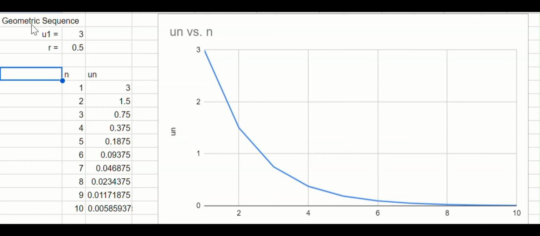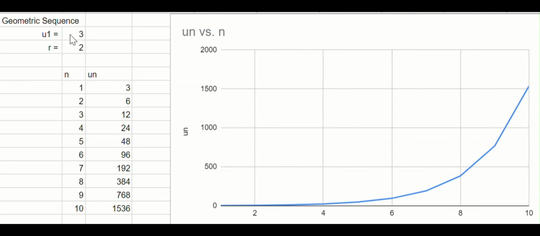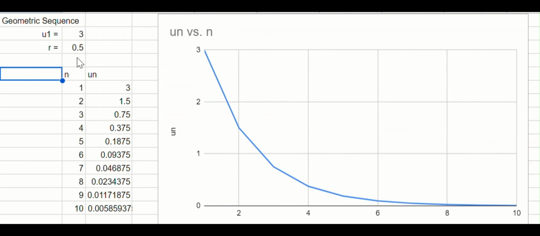So that's the big difference between the positive and the negative, right? You've got a positive R, no, not positive and negative. R bigger than 1 and R less than 1. So if R is bigger than 1, like here, the terms are just going to get bigger and bigger and bigger. But if R is less than 1, the terms are going to get smaller and smaller and smaller.